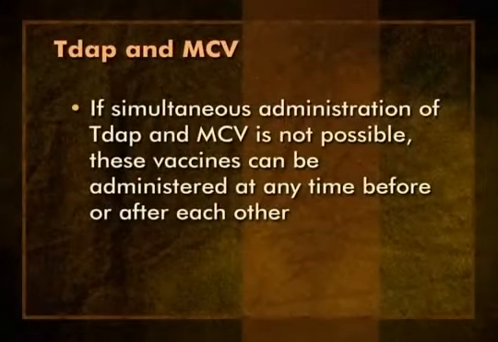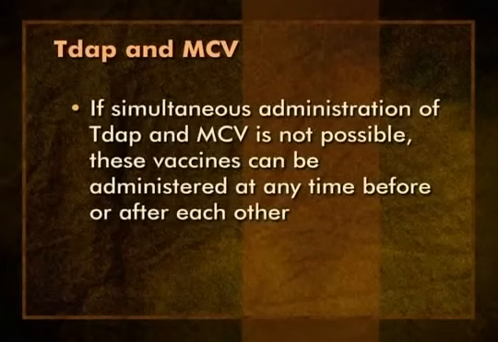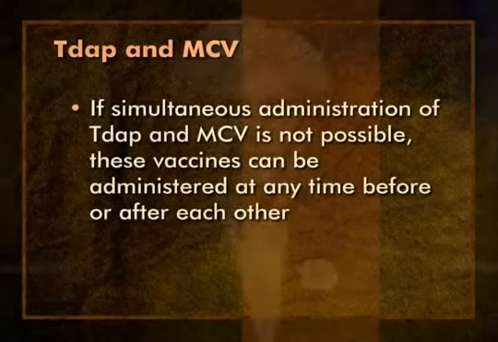No evidence to date indicates that non-simultaneous administration of these two vaccines is harmful. Simultaneous administration of MCV and Tdap is preferred but not always possible due to vaccine supply or other factors. The ACIP recommends that if simultaneous administration of Tdap and MCV is not possible, these vaccines can be administered at any time before or after each other. There is no absolute minimum interval recommended between these two important vaccines. Obviously, this issue will continue to be studied.